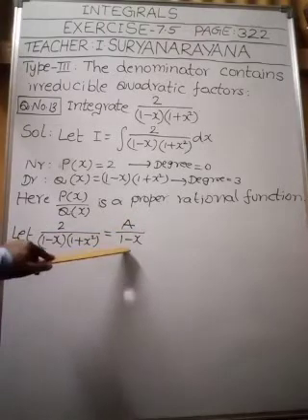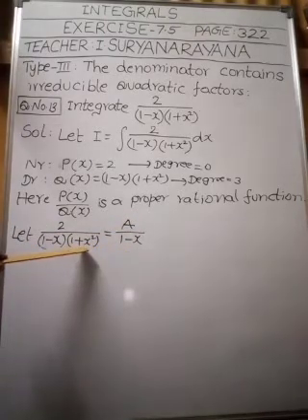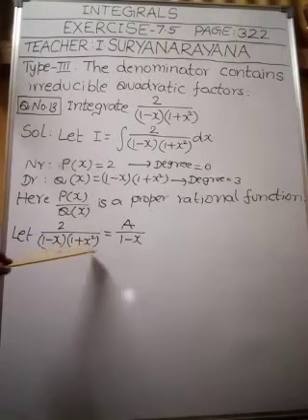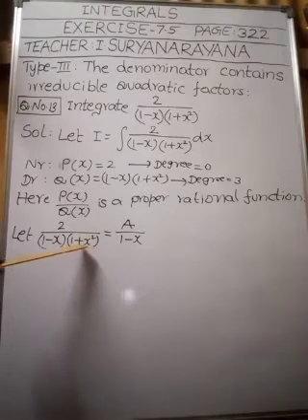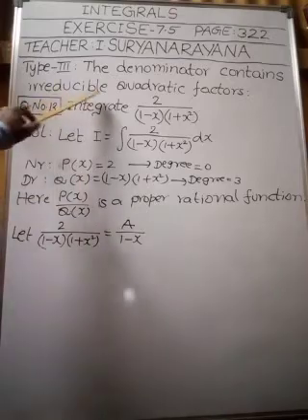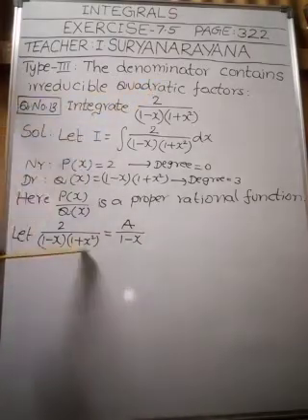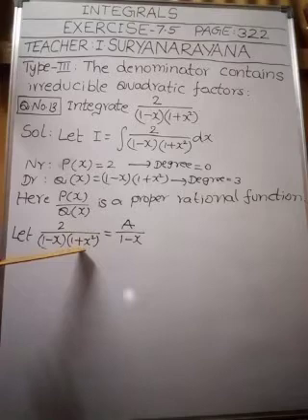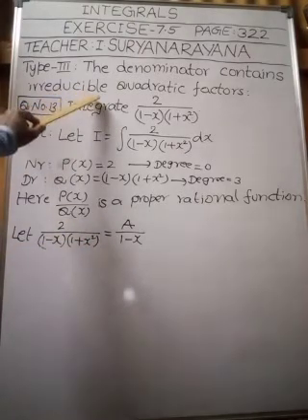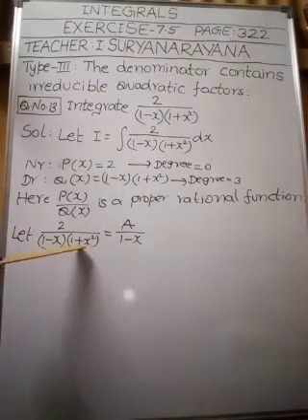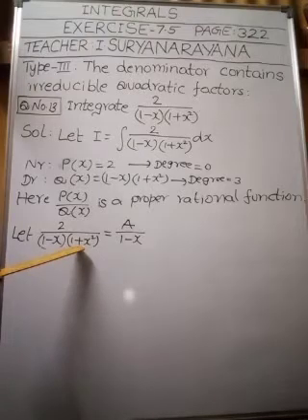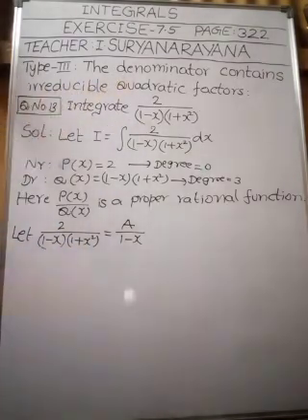Now come to the second factor, 1 plus x square. It is a quadratic expression, but here we can't write the factors of this quadratic expression. That is why it is called an irreducible quadratic factor. Irreducible means here we cannot write the factors of this quadratic expression. That is the meaning of irreducible quadratic factor.